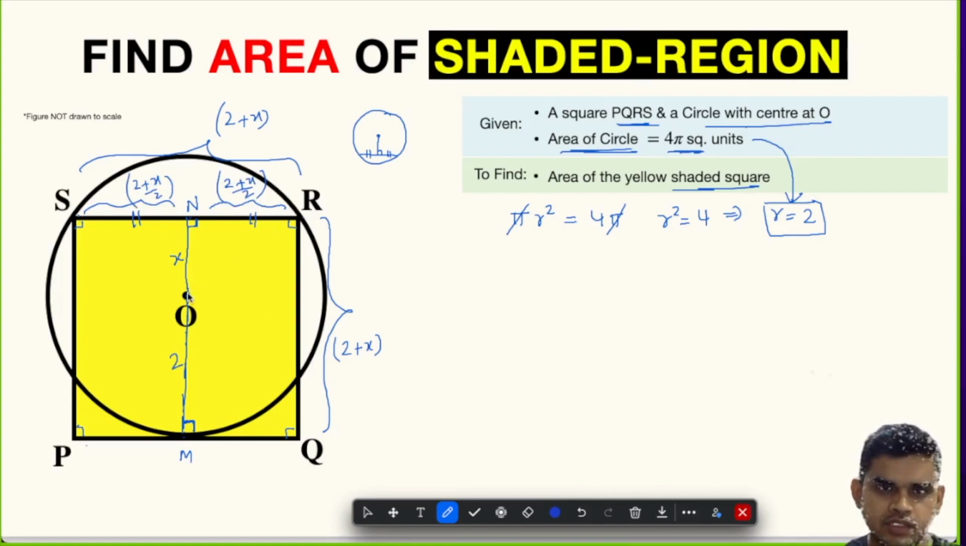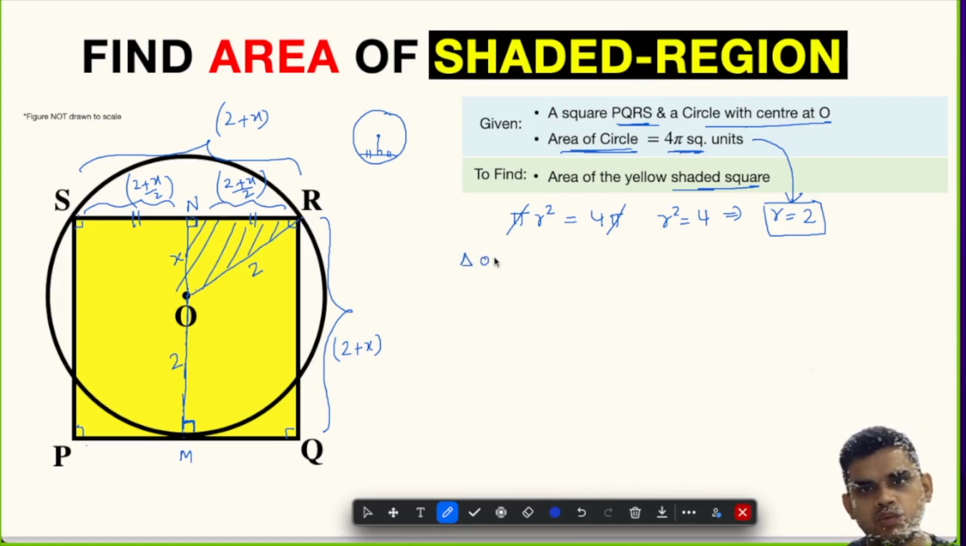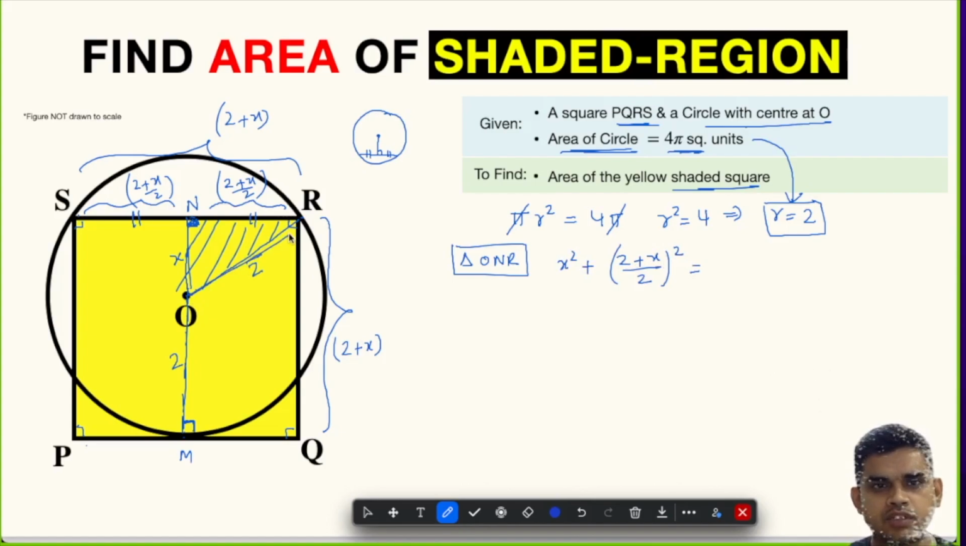Now let us join O and R. So this is also a radius, which is equal to 2 units. Now let's focus on this triangle, that is ONR. This is a right angle triangle, right angled at point N. We will use the Pythagorean theorem here. So x square plus (2 plus x over 2) whole square is equal to the hypotenuse square, that is 2 square.